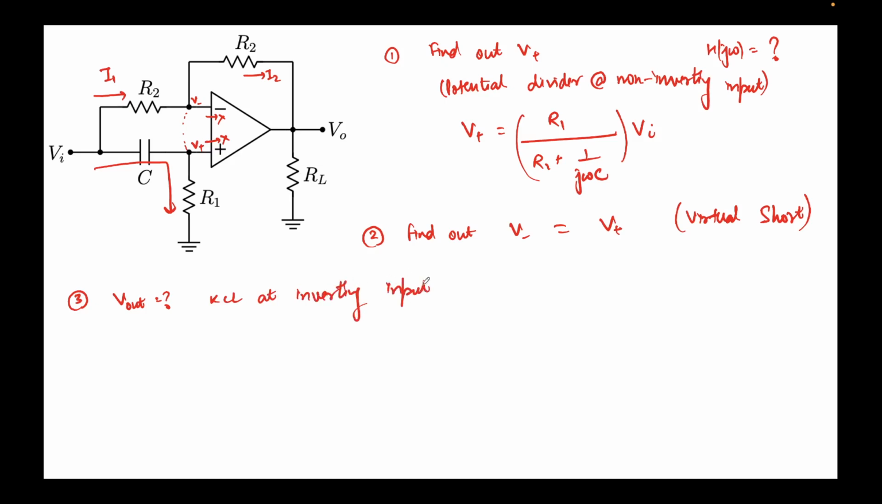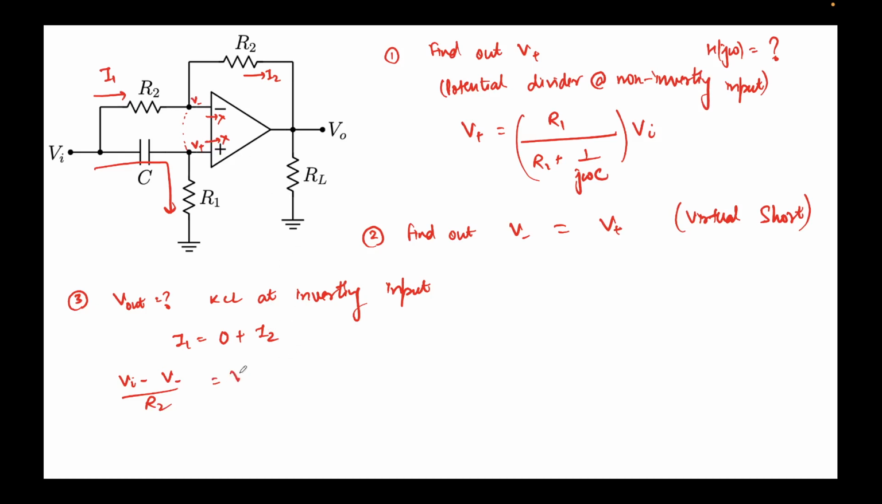Let's do that. KCL at the inverting input. Incoming current is I1, outgoing current is 0, since no current can flow here, plus the other outgoing current, 0 plus I2. So I1 equals I2. What is the value of I1? I1 I can simply write as Vi minus V minus, this node is V minus, over R2. This must be equal to the value of I2.